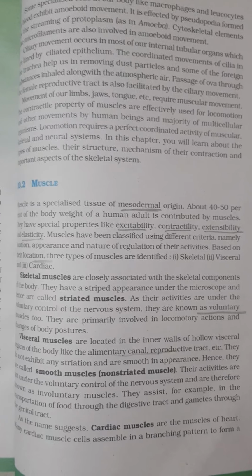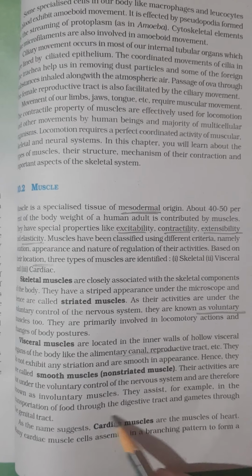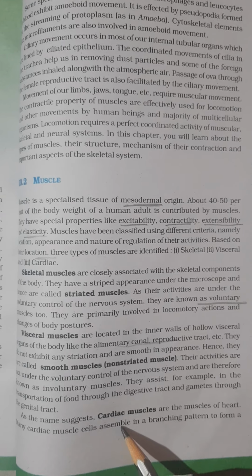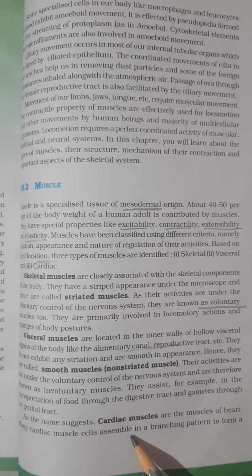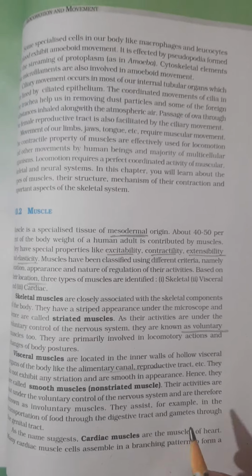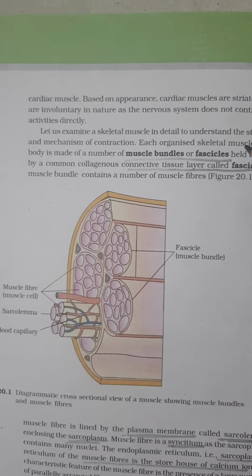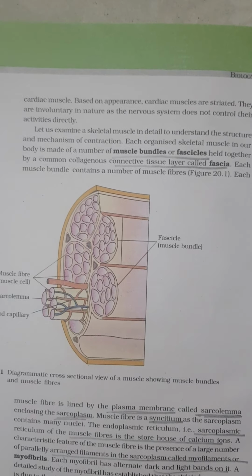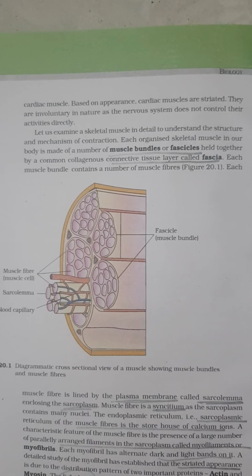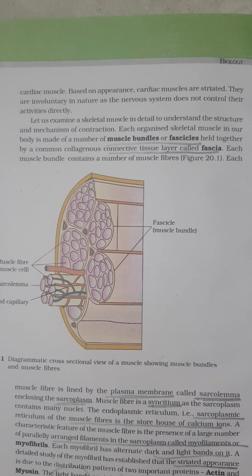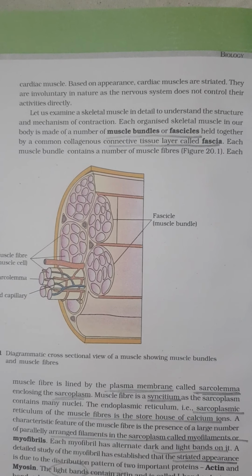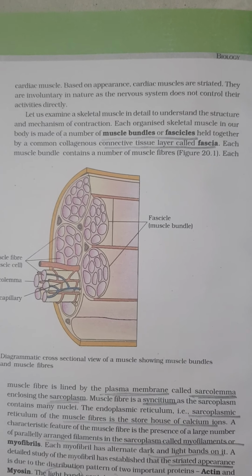Next is cardiac muscles. The word cardiac means that it is present in the heart. So these are the muscles of the heart. They have a branched shape, meaning they have a branching pattern, and they also have striations. So they can also be called striated muscles. Next, let us understand the structure of a skeletal muscle in order to understand the mechanism of contraction. So in this lecture video, I'll be covering the structure of the muscle fiber, mainly the skeletal muscle.